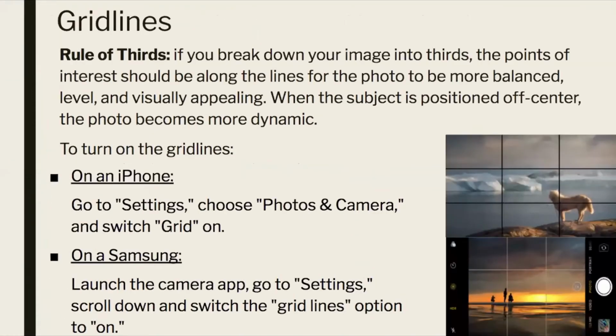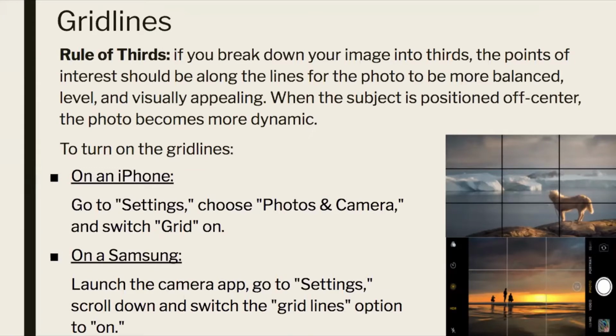So for grid lines or rule of thirds, it's breaking down your camera into thirds where the points of interest are along the lines of your photo to be more balanced or leveled or visually appealing. When the subject is positioned off center, the photo will become more dynamic.